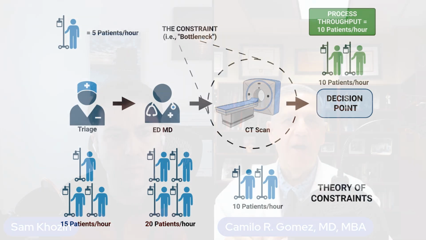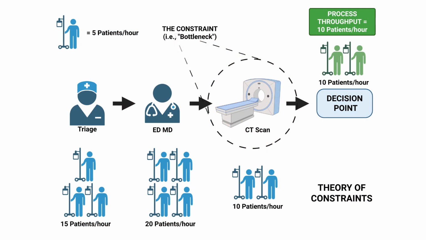Well, let's say that instead of 15 and 20, the CT scanner can only process 10 patients per hour. So no matter how many patients the physician sees, how many patients are seen in triage, the throughput of that process is going to be 10 patients per hour, no matter what. So unless we recognize that the constraint for the throughput of that process is the CT scanner, and we improve that, either by getting a faster CT scanner or a second CT scanner so that we can process 20 patients per hour, then we're not going to improve the process.